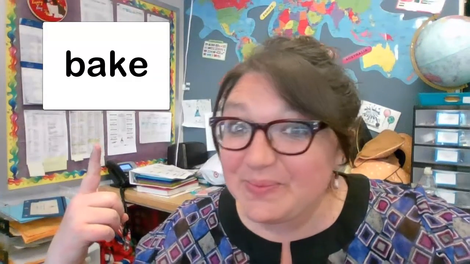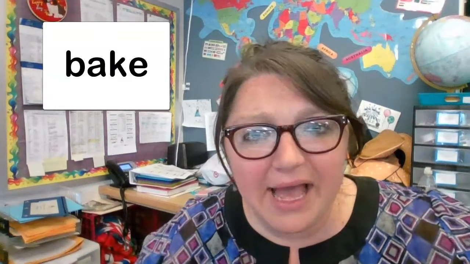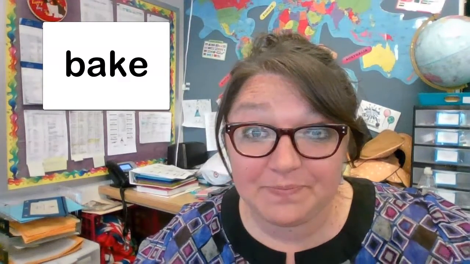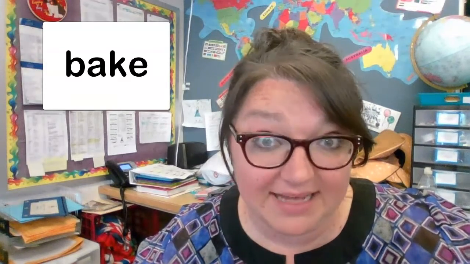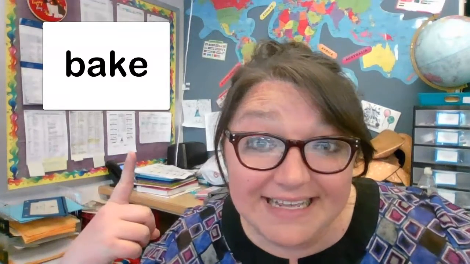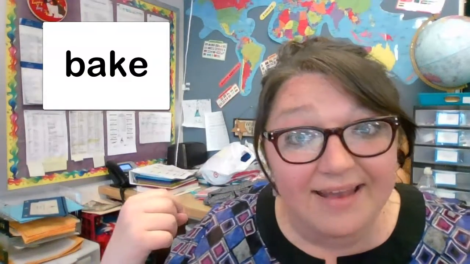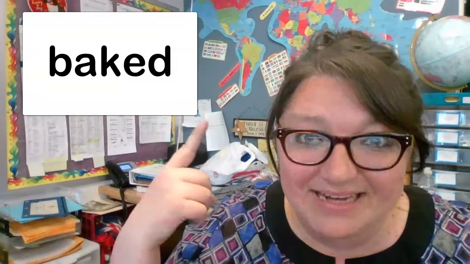Let's take a look at what we do when the base or root word ends in a magic E. What is this word? Bake. Good. How would we change this word to make it say baked? Now, usually we add ED on the end of a word to make it past tense, but there already is an E here, so we don't need two E's. So in this word, we're just going to add a D. What's this word now? Baked.